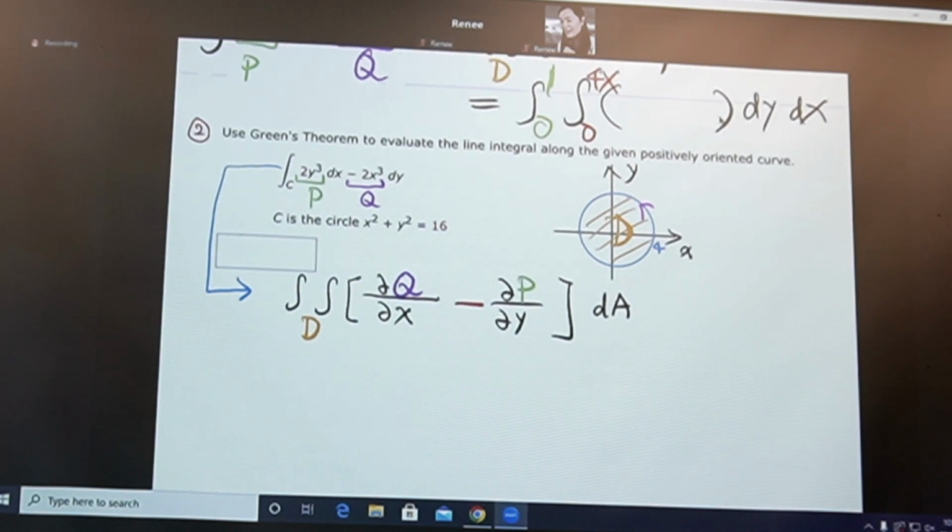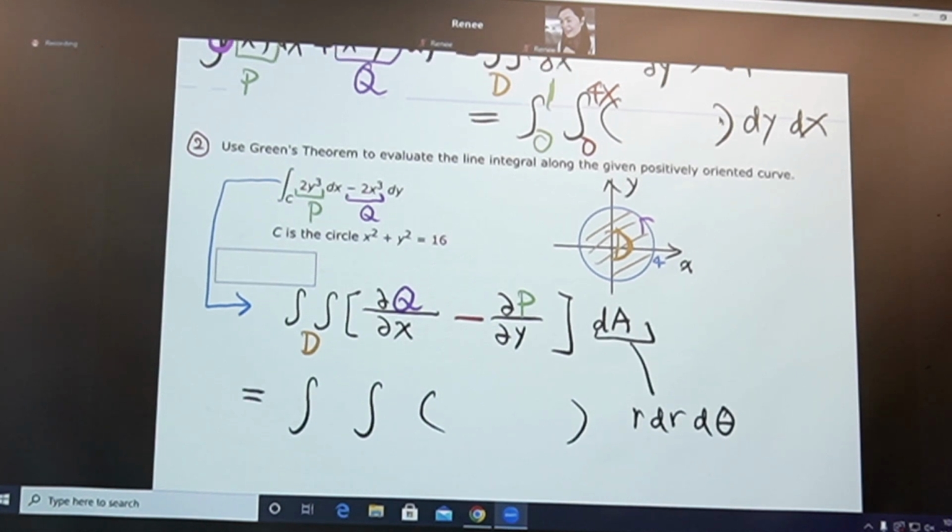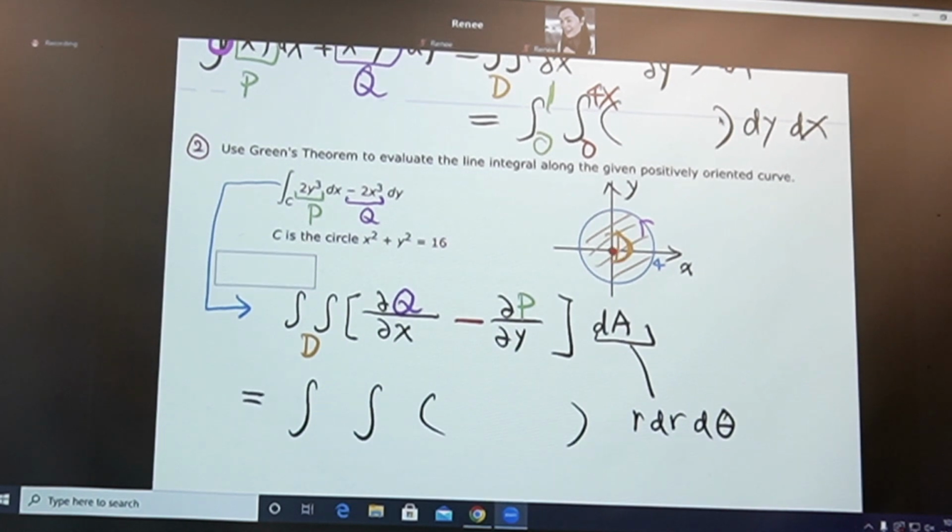And when you do that, after you take the partial derivatives, because the region is circular like this, you think about using polar coordinates, right? Then you express this as r dr d theta. Okay. r goes from what to what? r goes from 0 to 4. 0 to 4. You got it. Good job.